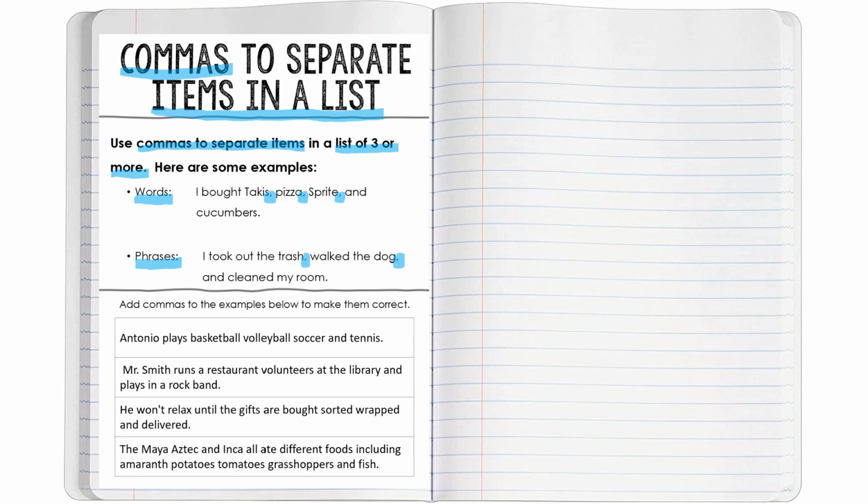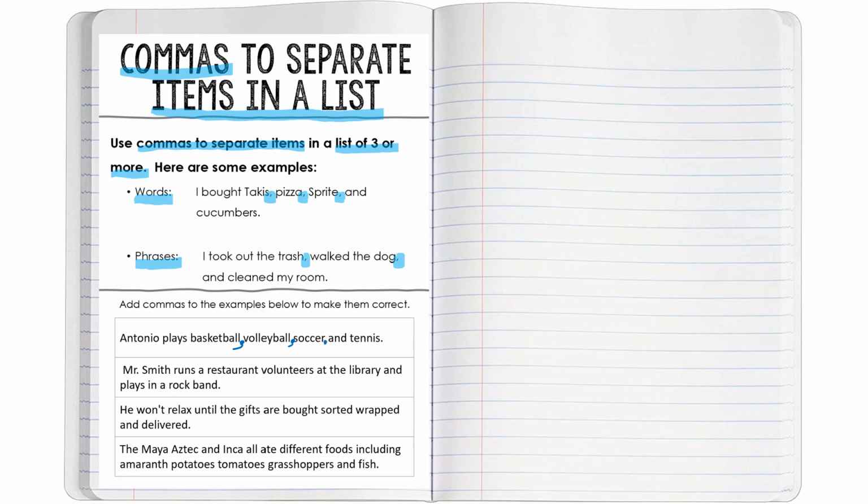All right, our first sentence says, Antonio plays basketball, volleyball, soccer, and tennis. So in this one, we're listing different sports. So I need a comma after each sport. So we could see he plays basketball. We can put a comma right there. Volleyball, comma, soccer, a comma, and tennis.